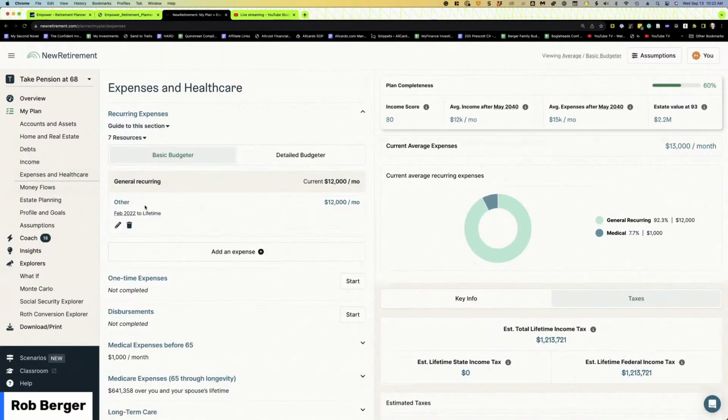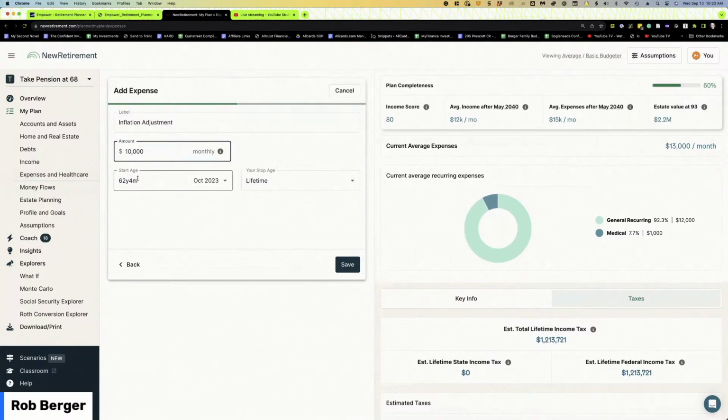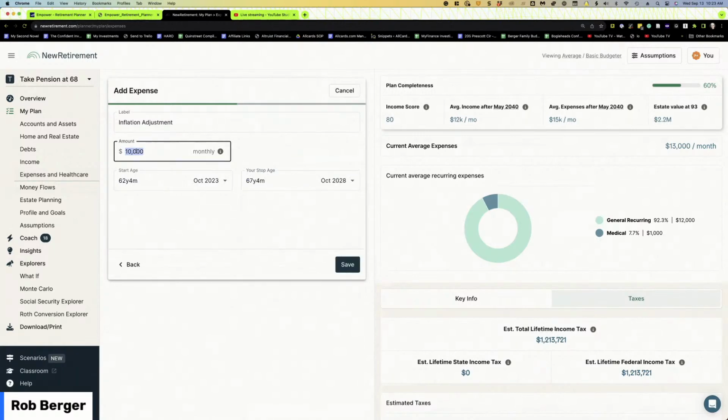But what you can do is go to your expenses. In this hypothetical, I've got just a $12,000 a month expense for lifetime, but you can add an expense. We can call it an inflation adjustment. And you could calculate based on your spending what you think that amount would be. But let's just say it's, I don't know, $10,000 a year for the next 5 years. So you could say when you're 67 and 4 months, and 10,000 seems a little ridiculous. I don't know what the number would be. You have to do the calculations based on your spending numbers. But let's say it's 3,000.